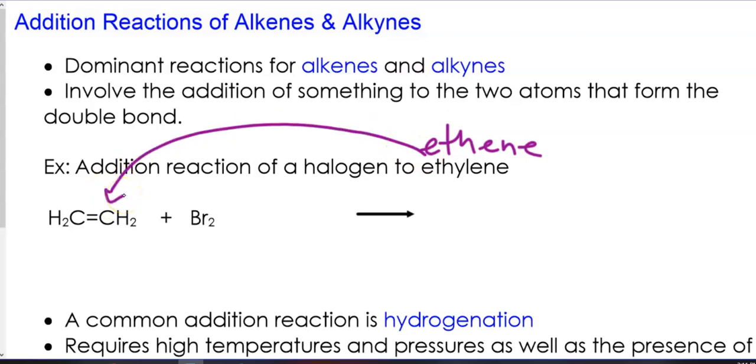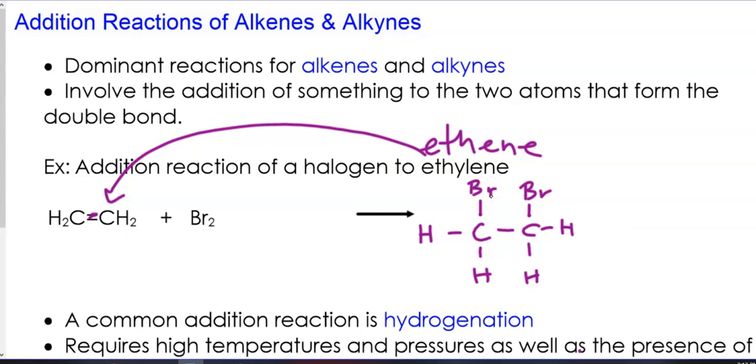If we add bromine to it, that means this double bond right here breaks. So you're going to get that carbon, carbon, with the two hydrogens on each of them, and they each have the single electron that was in the double bond. Now what's going to bond there is a bromine on each of these. So this is an example of an addition reaction.